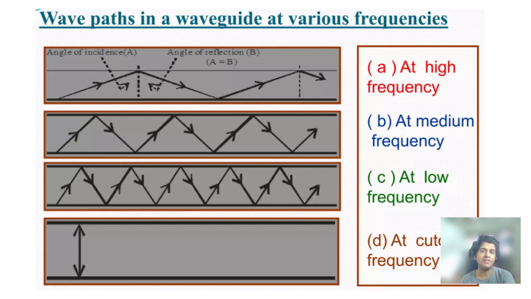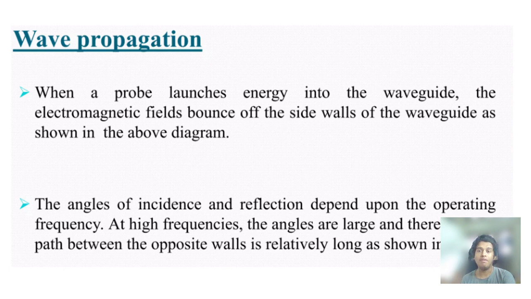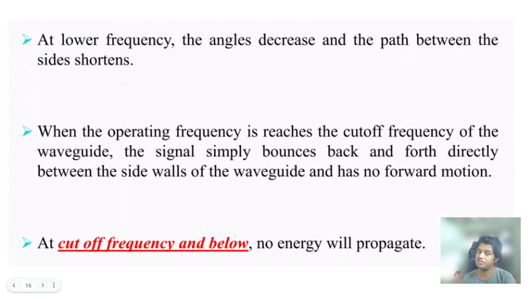The wave path in a waveguide at various frequencies. As you can see here, for dimension A, at high frequency, at medium frequency, at low frequency, and at cutoff frequency. Wave propagation: when a probe launches energy into the waveguide, the electromagnetic field bounces off the side walls of the waveguide as shown in the diagram above. The angles of incidence and reflection depend upon the operating frequency. At high frequencies, the angles are large and therefore the path between the opposite walls is relatively long, as shown in the figure.